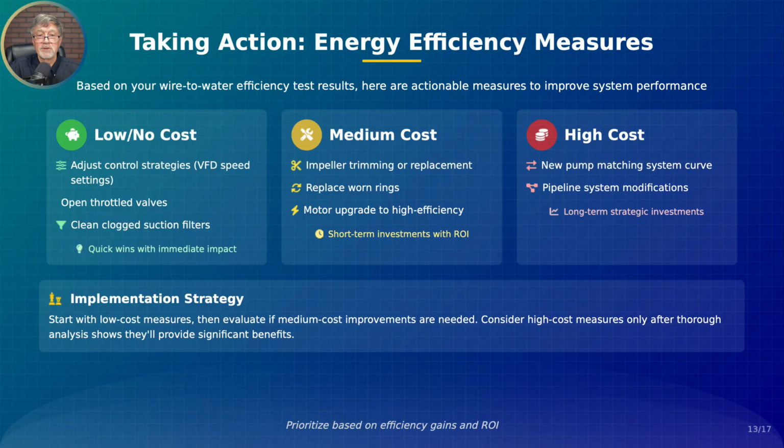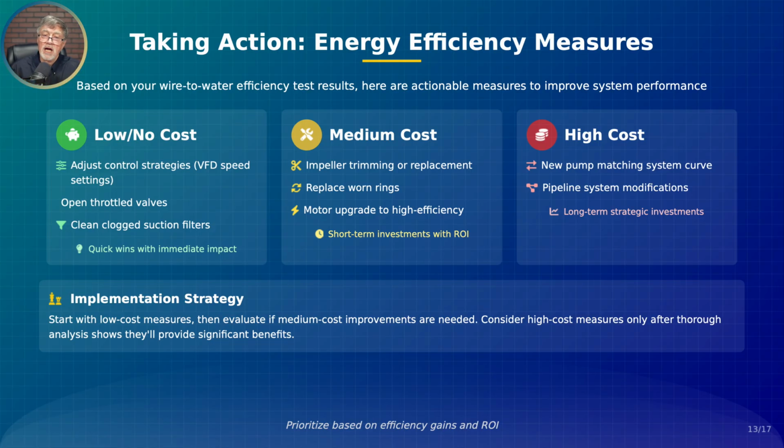All right, taking action, energy efficient measurements. There's really a number of ways to go and some different costs here. So actionable measures to improve system performance, lower no cost: adjust control strategies, VFD speed settings, open throttle valves, clean clogged suction filters. These produce quick wins with immediate impact and virtually no cost to you. Medium cost: impeller trimming or replacement, replacing worn rings, motor upgrade to high efficiency. So these are going to be short-term investments that are going to have an actual ROI to them because you're going to have improved efficiency.